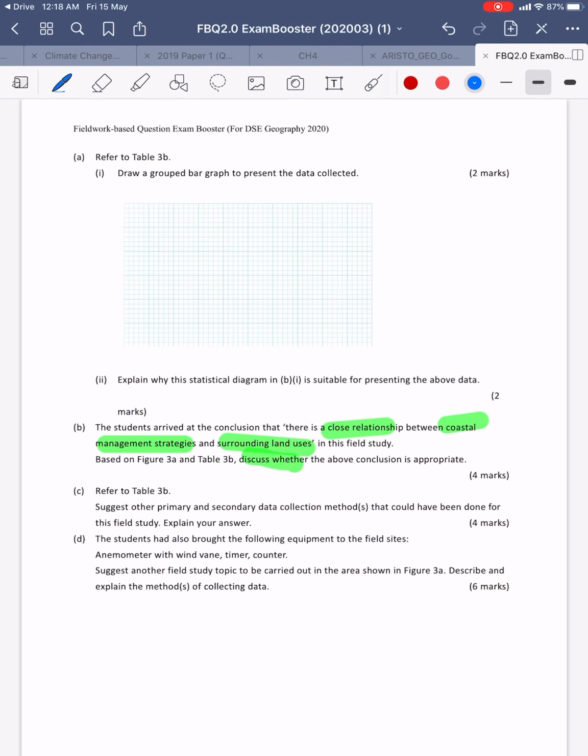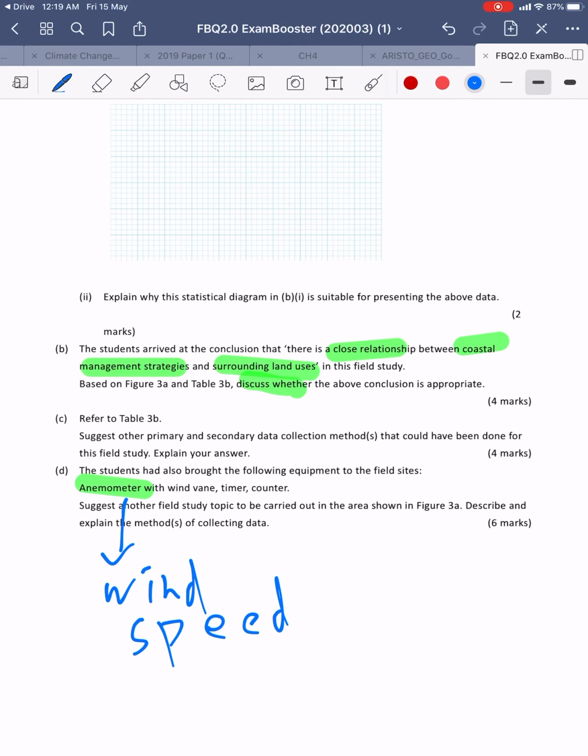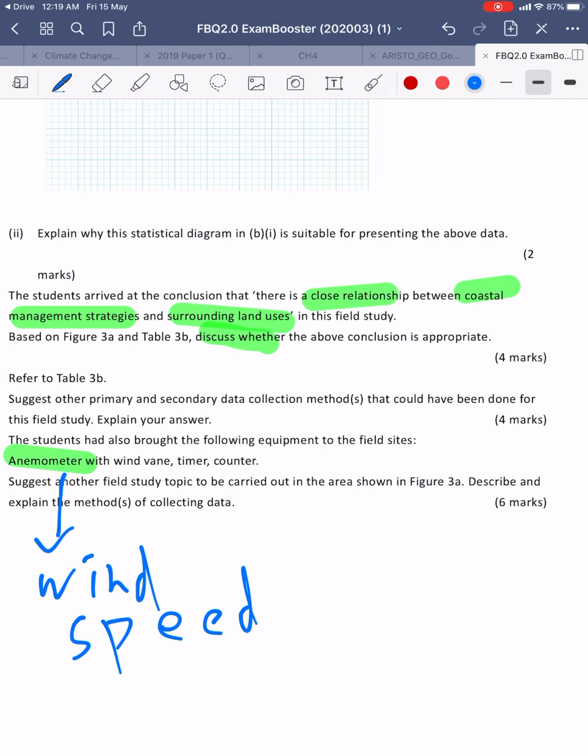Okay. Last one. Suggest another field study topic. Wow, this one is totally alike with the 219 question. What is provided? Let's see. Anemometer. What is anemometer? Which is dealing with the wind speed. Okay. Timer, counter. What should you deal with? How to collect the data. We can use what kind of thing it can going to measure. Sea wave, wave frequency, wind speed.